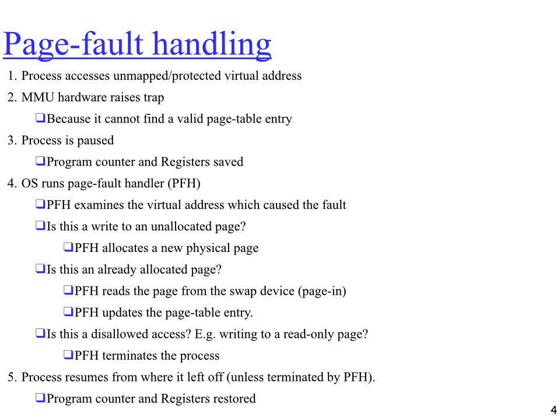So the page fault handler is responsible for handling all of these three conditions: write to an unallocated page, accessing an allocated page which is non-resident, or accessing a page in a manner which is disallowed. Once the page fault handler has finished its processing, if the process is still alive, then it would continue executing from wherever it left off. Basically, the program counter and registers that we had saved earlier in step 3 would be restored in step 5, and then the process would be allowed to continue.